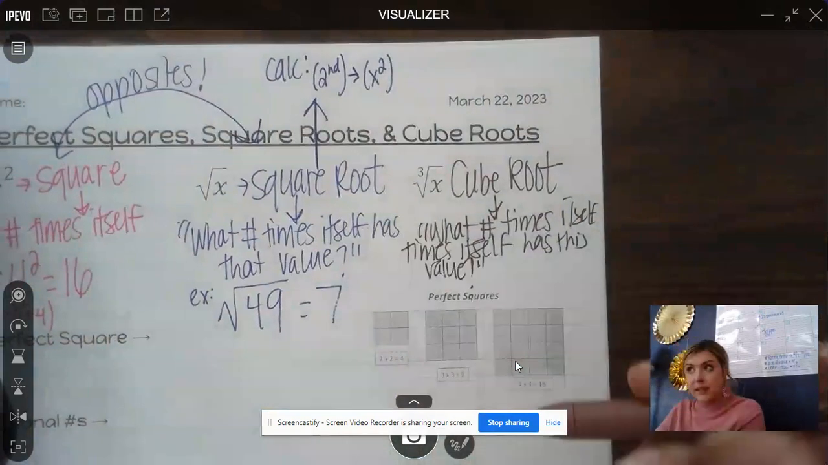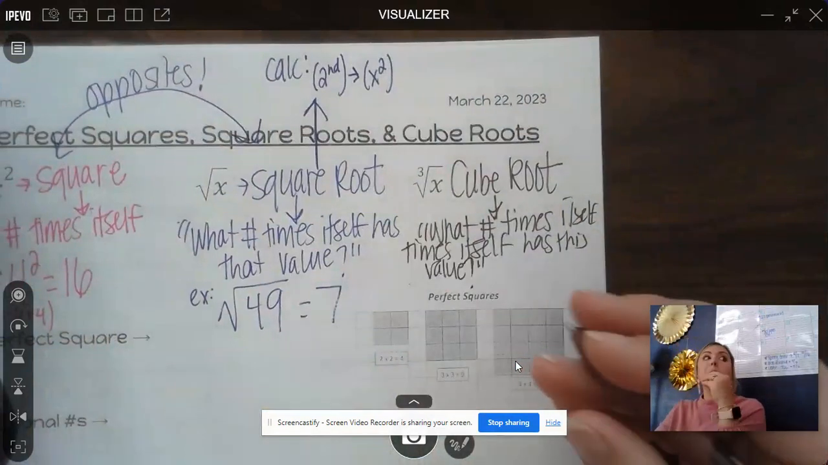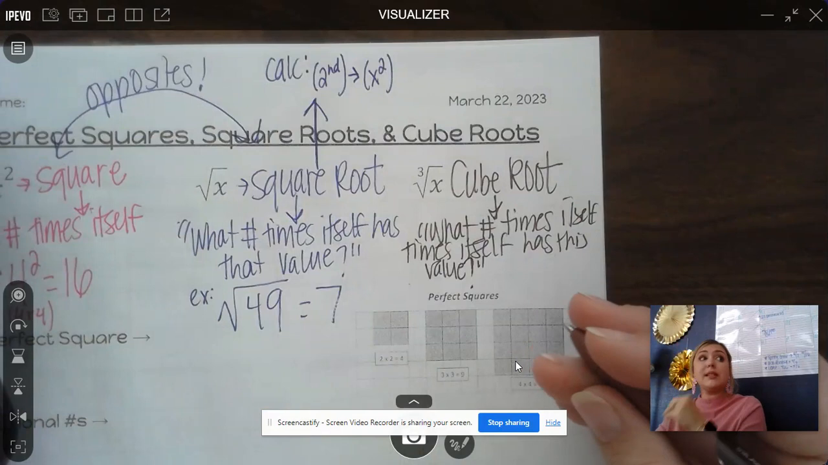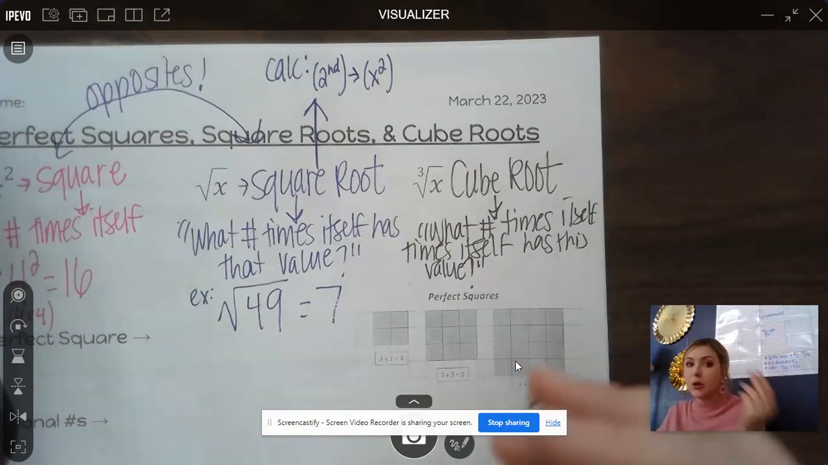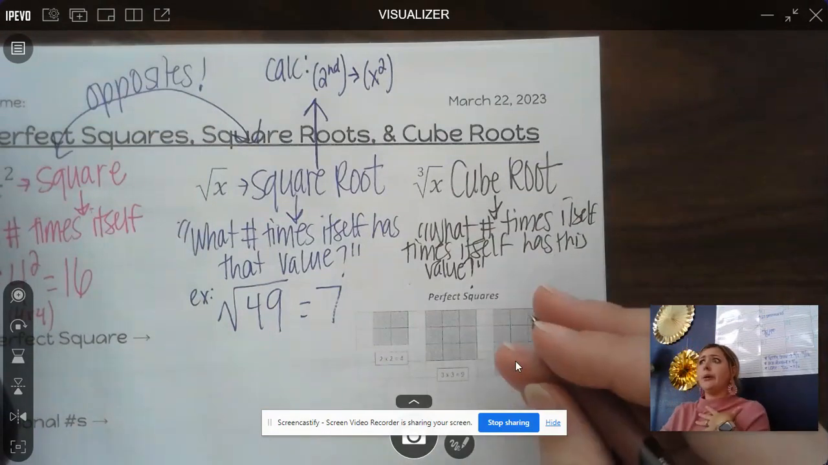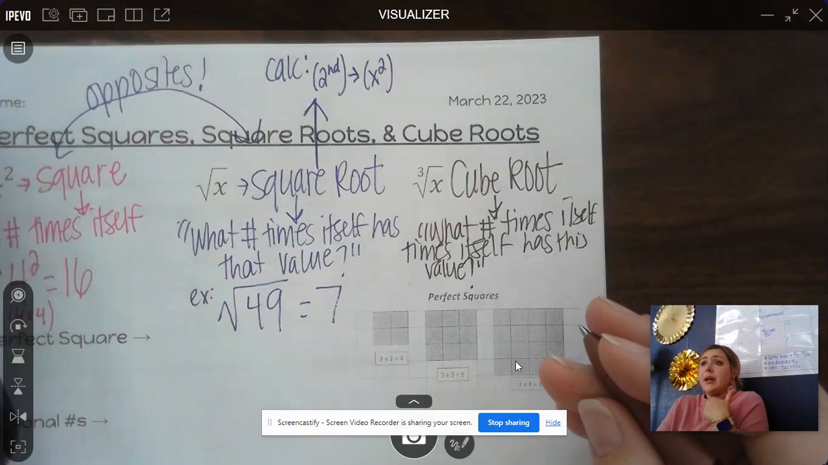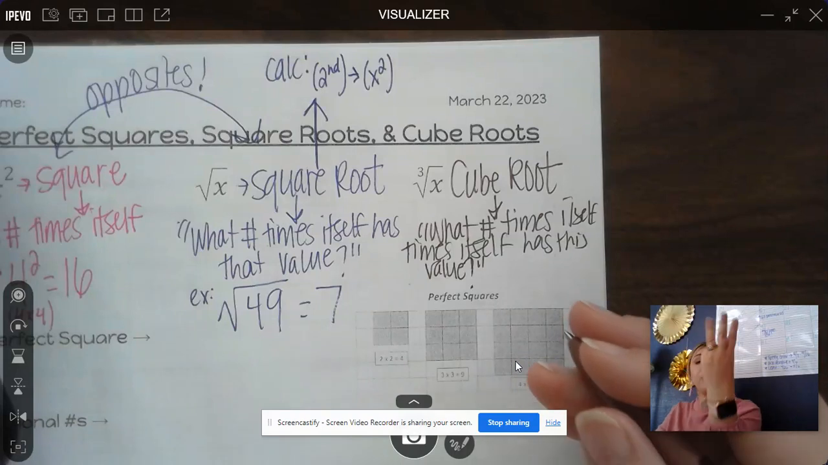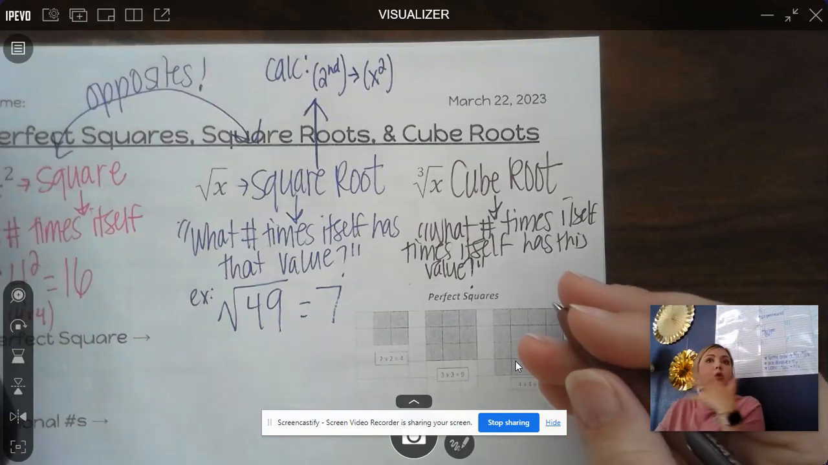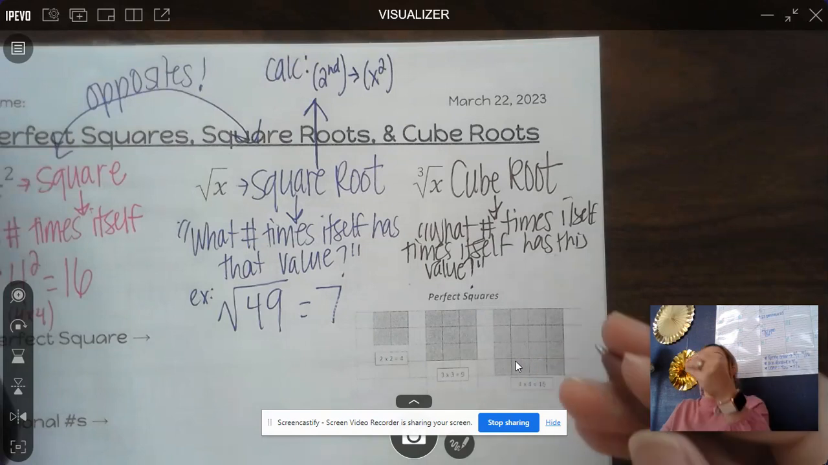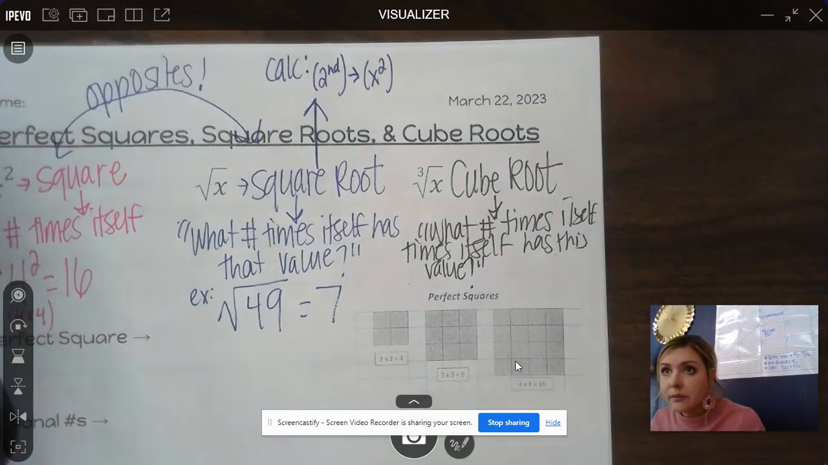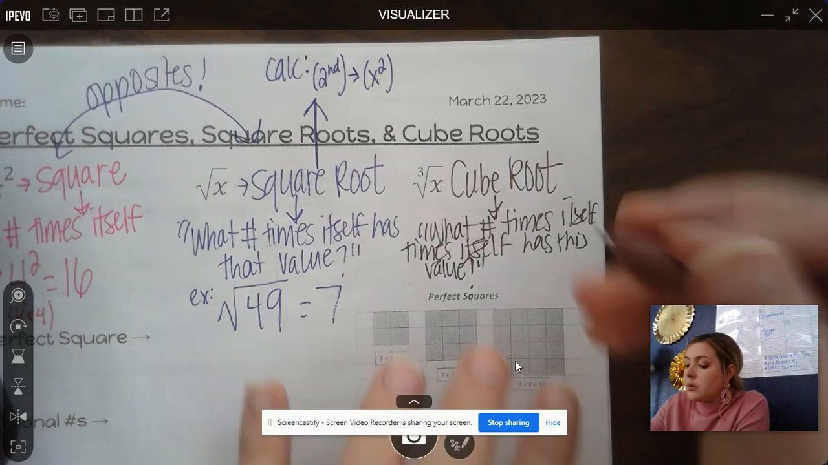The perfect square of 16 is 4 times 4. The perfect square of 25, 36, 49, 64. You know your math facts. Cube roots, we don't know those by heart, right? Because I don't know what 4 times 4 times 4 is. I don't know offhand 14 times 14 times 14. So we're going to let the calculator do these cube roots for us. We just have to enter it in.